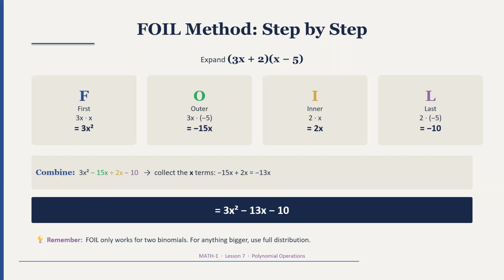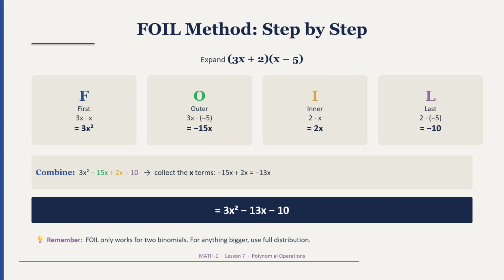Inner means multiply the inner pair. 2 times x equals 2x. Last means multiply the last terms of each binomial. 2 times negative 5 equals negative 10. Now combine. We have 3x squared minus 15x plus 2x minus 10. The two middle terms, negative 15x and 2x, combine to negative 13x. The final answer is 3x squared minus 13x minus 10.